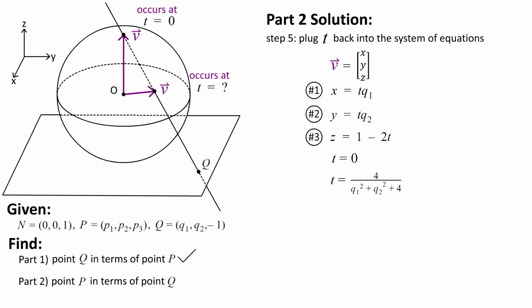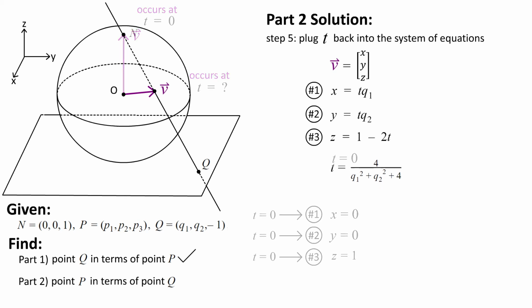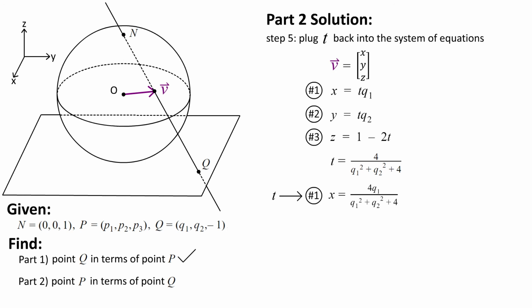Finally, step 5 will be to plug our values of t back into the system of equations. Plugging t equals 0 into equations 1, 2, and 3 gives us x equals 0, y equals 0, and z equals 1. Therefore, this just further shows that our line meets the north pole once at t equals 0. Now, plugging in the remaining value of t into equation 1, we get that x equals 4q1 over (q1 squared plus q2 squared plus 4). And now into equation 2 gives us that y equals 4q2 over (q1 squared plus q2 squared plus 4).